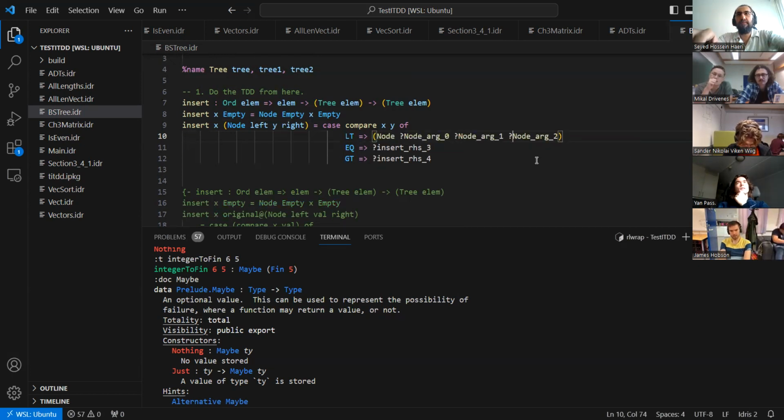Node, and then node arg0 becomes insert x left. Yeah. And then node arg1 becomes y. Is that so? Actually, I think you were wrong, because Y is the one. No, you're right. Y, okay, and then right for node arg2. Okay. Right.